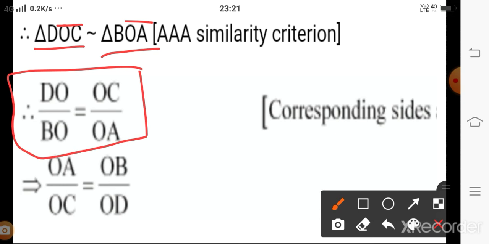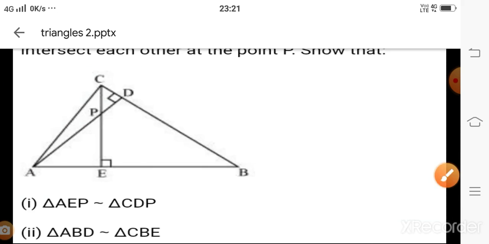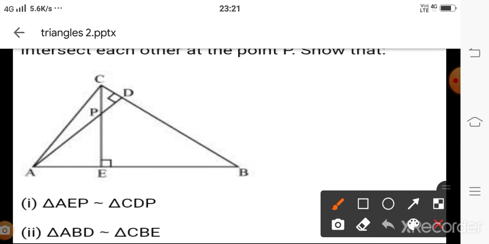Then on cross multiplication, we need this OA upon OC. Then we are getting, on cross multiplication, OA upon OC is equal to OB upon OD. Let us solve one more question here.